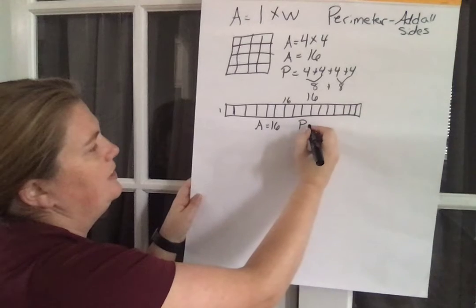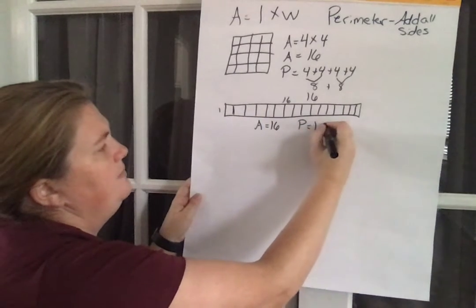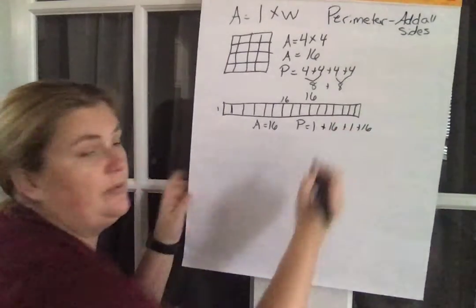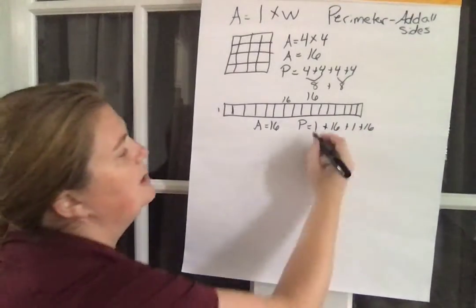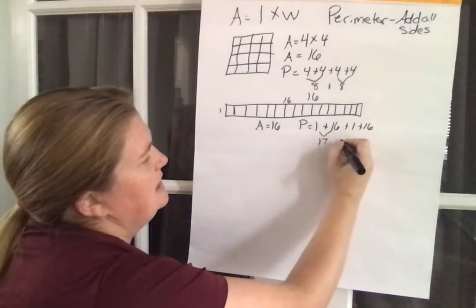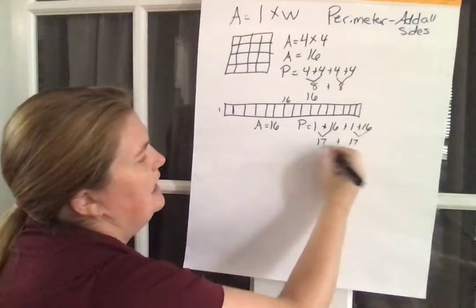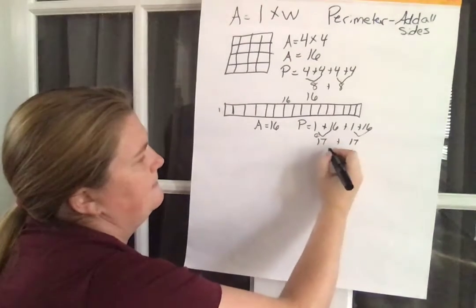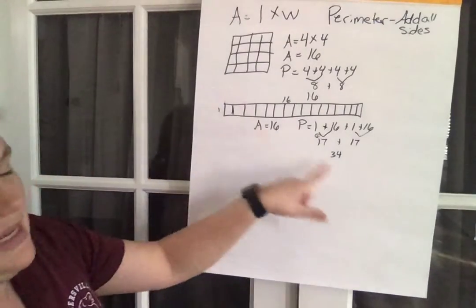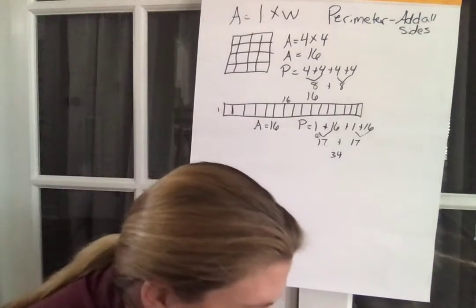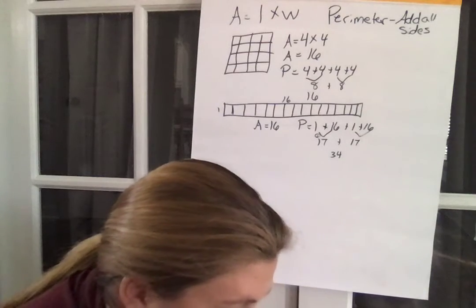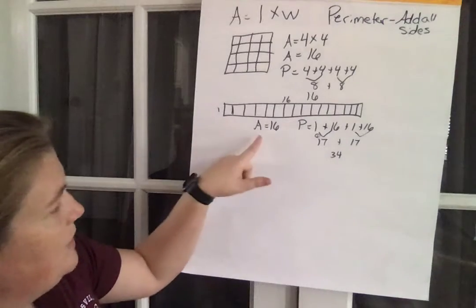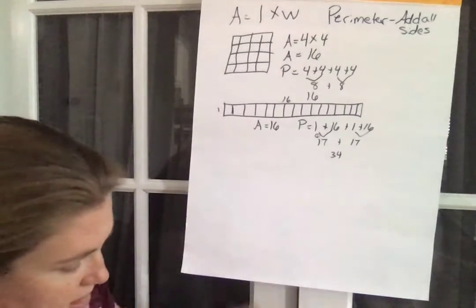What would be my perimeter? 1 plus 16 plus 1 plus 16. Remember perimeter, we've got to walk all the way around. So 1 and 16 is 17, plus another 17, and 17 plus 17 is 34. So these did not match. The question was, how can you tell the 2 rectangles shown below have the same area? Well, this one we know has the same area because it is made out of 16 squares.